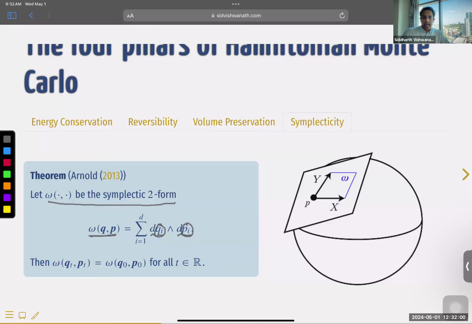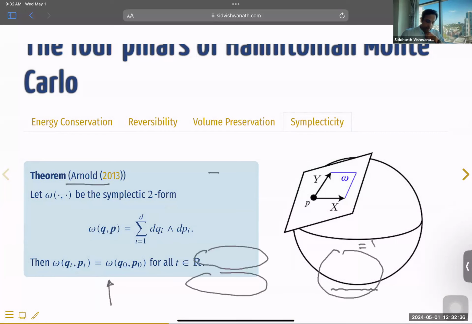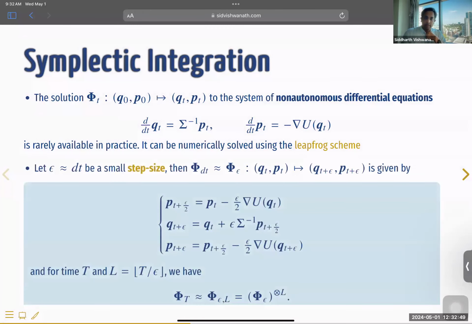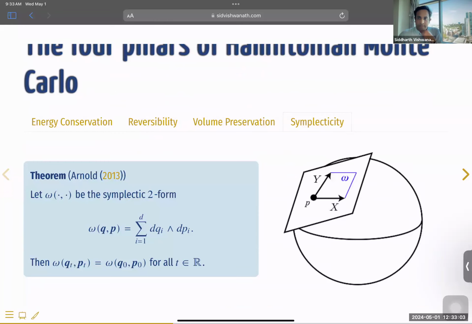So it's a signed area that measures for every point in your phase space the sum of the areas of those parallelograms. And the Hamiltonian flow conserves the symplectic 2 form, right? So you can see that the preservation of volume is implied by the preservation of the symplectic form, but the property of preserving the symplectic 2 form gives you access to certain geometric integrators, right? And in particular, it gives you access to this leapfrog scheme, which is incredibly efficient in numerically solving your Hamiltonian ODE. Okay, so the access to these symplectic integrators is available because of the fourth property of Hamiltonian flows, which is the symplecticity.